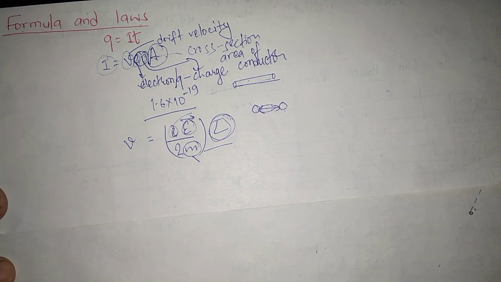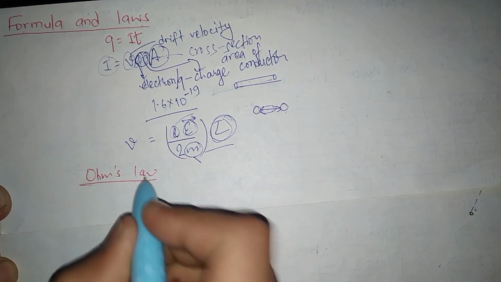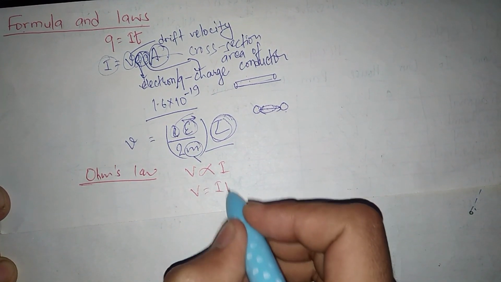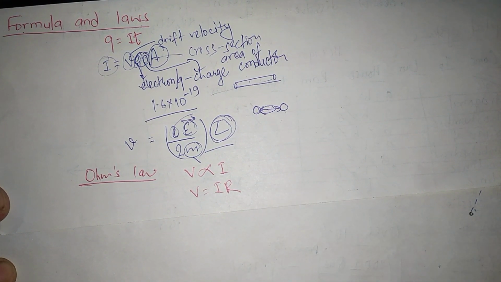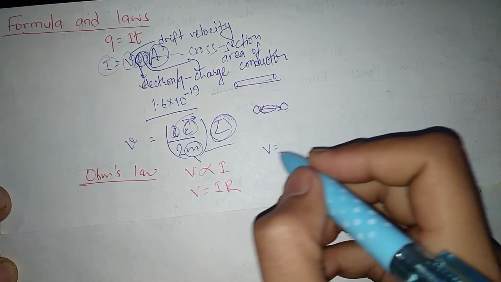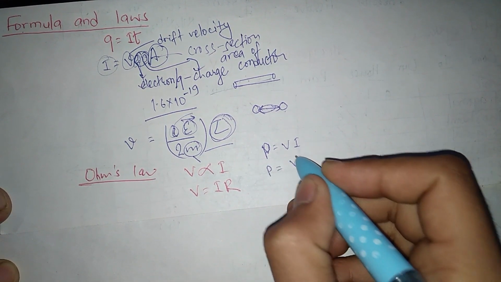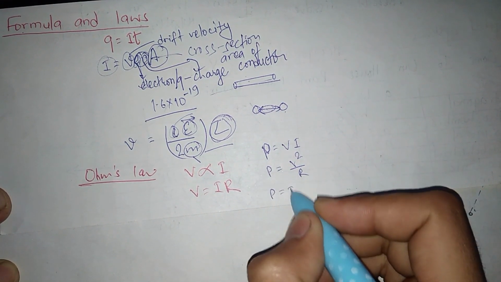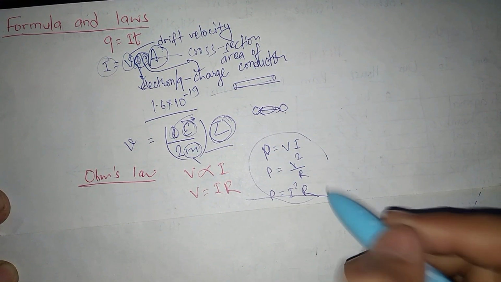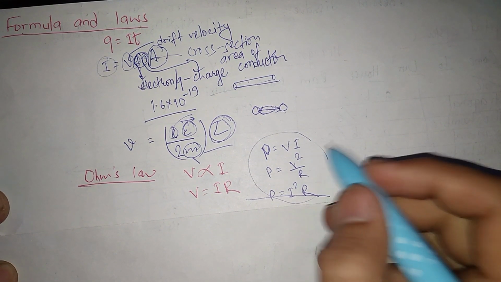Now we will start with laws. First, Ohm's law. This means V is directly proportional to I. V is equal to IR. You can derive other formulas from this. So we know that P is equal to VI, so we can write P is equal to V square by R, or P is equal to I square into R. These are mostly asked in various short questions in objective problems.